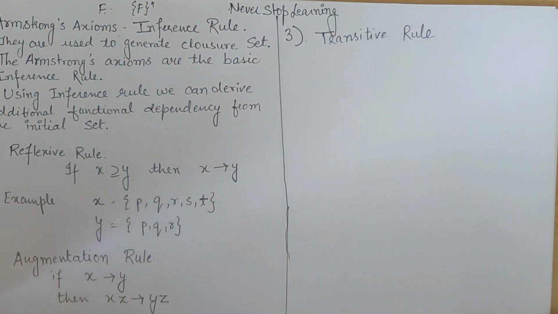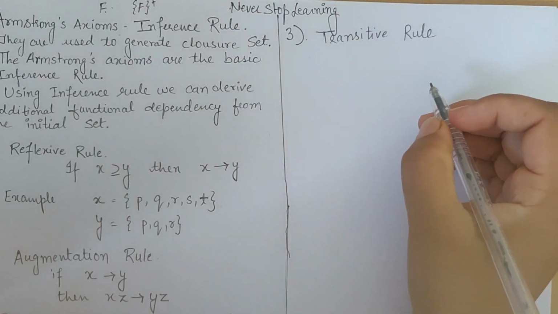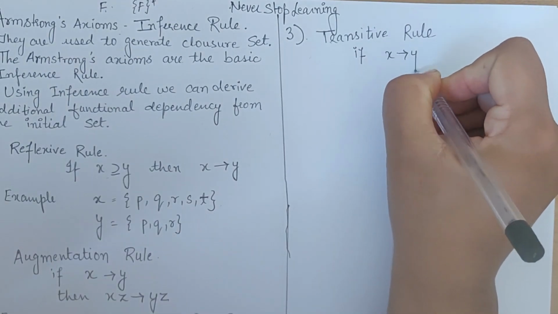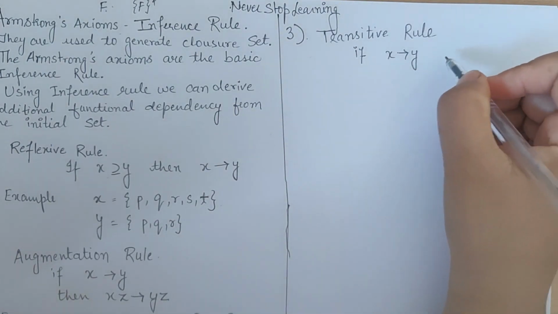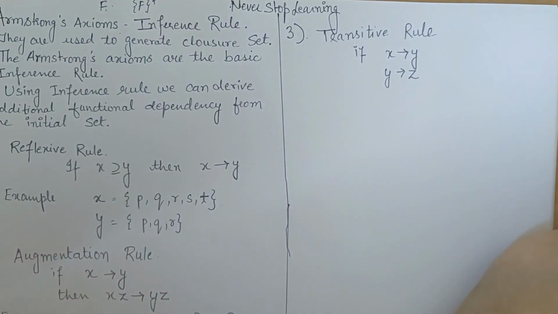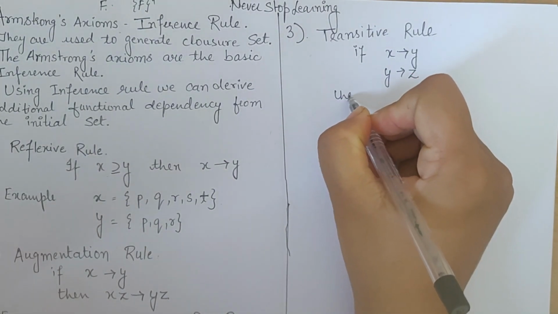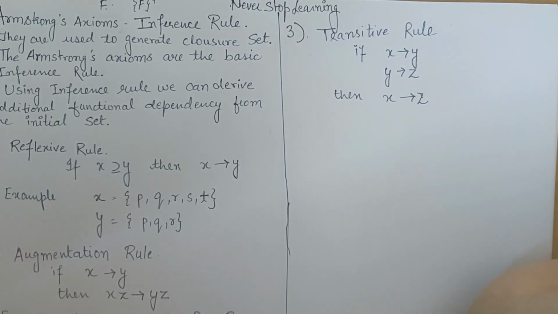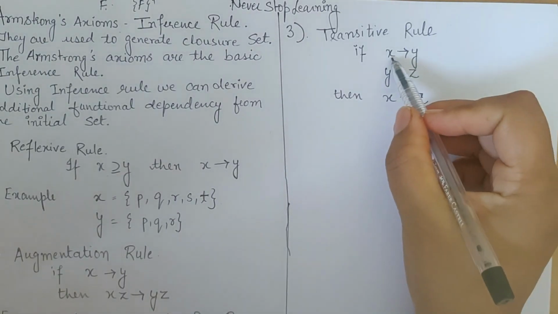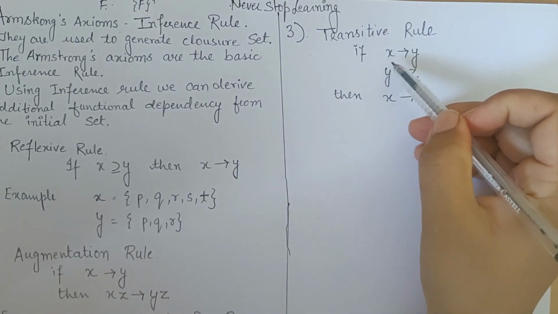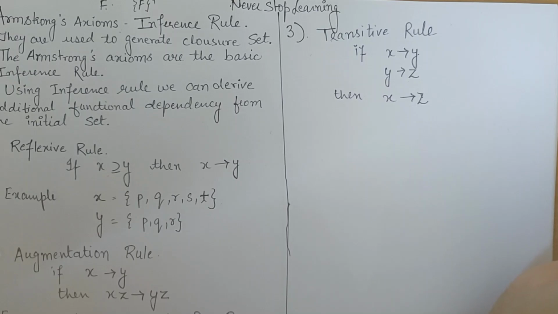Okay. Now, in the transitive rule, if x determines y and y determines z, if we have a functional dependency like this, then x must determine z. So this is a very simple rule. If x determines y and y is determining z, then I can easily say that x is determining z. There is no issue in this rule, hopefully.